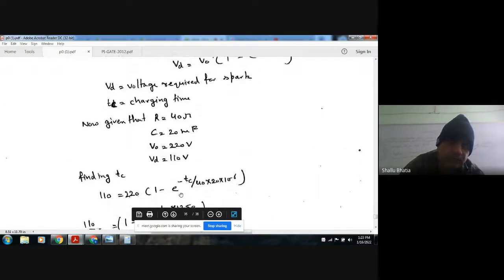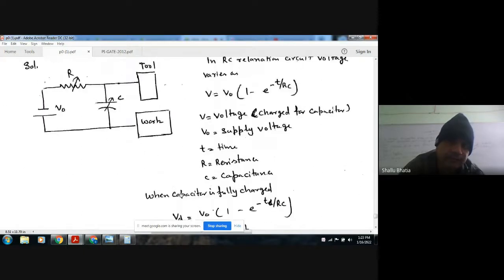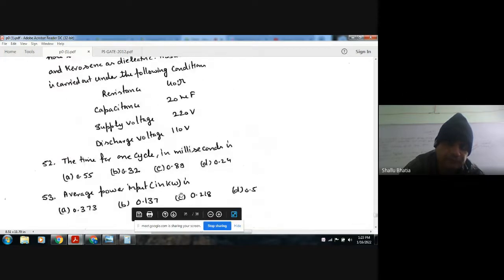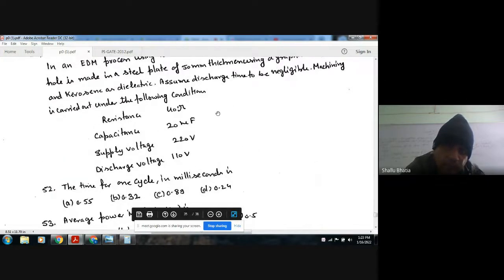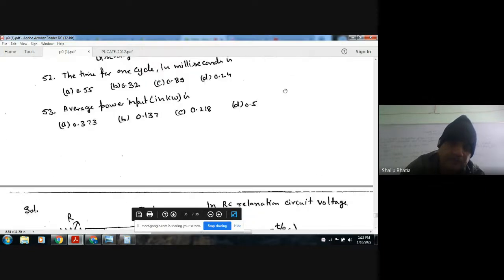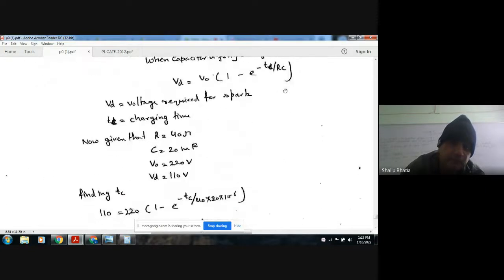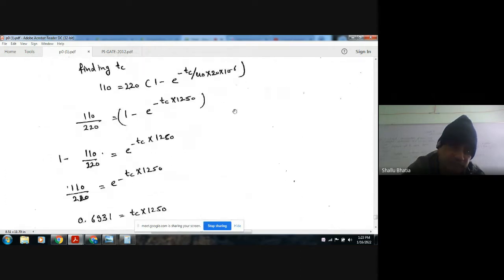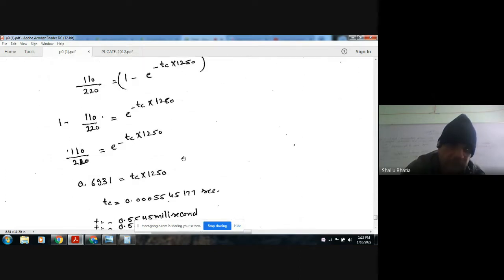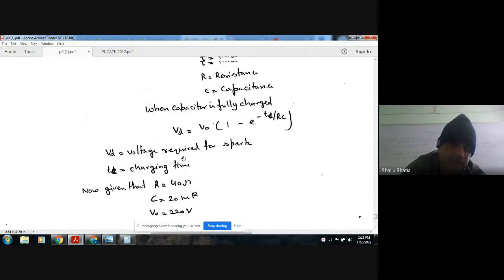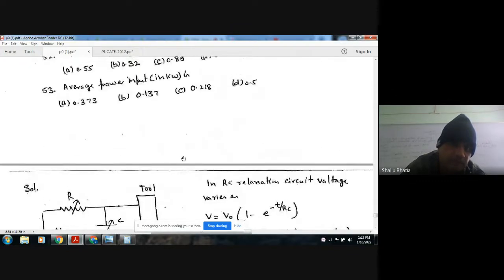As we have to neglect the discharge time, we will consider only the charging time. So the answer will be the charging time, TC, which is 0.5545 milliseconds.